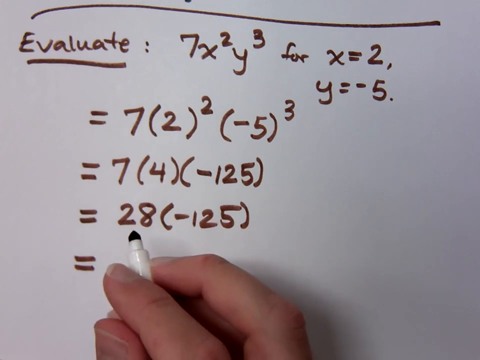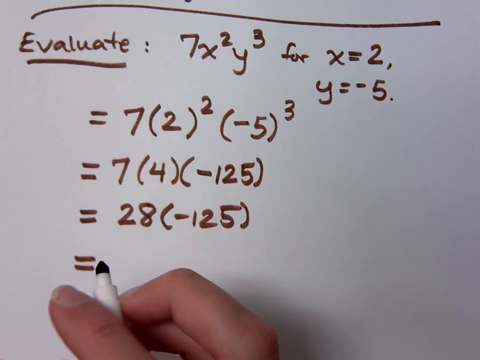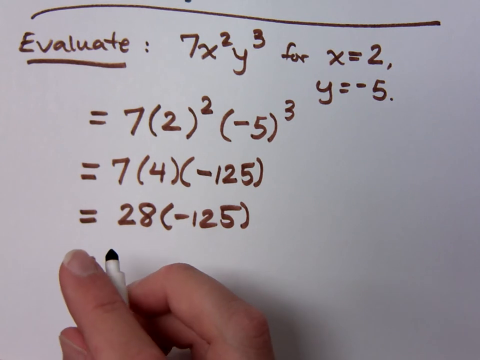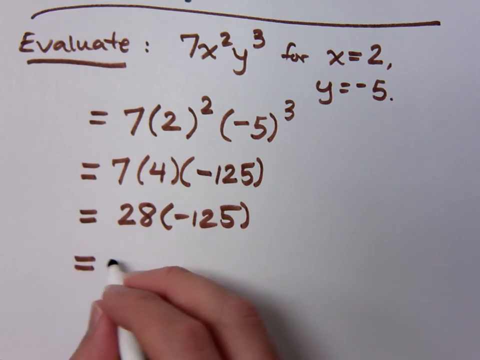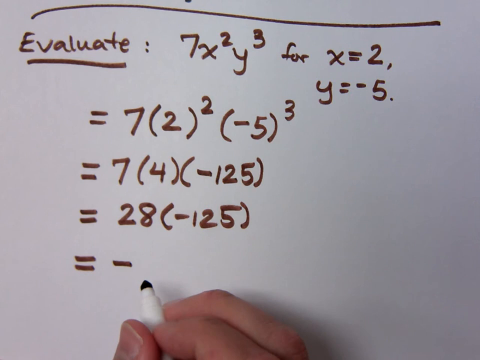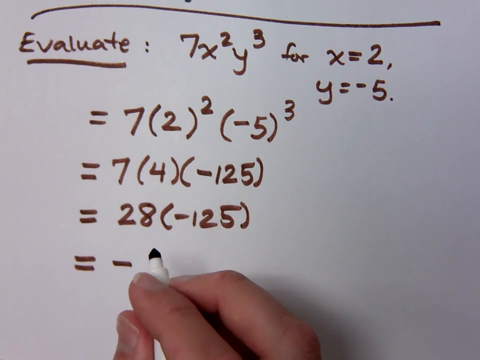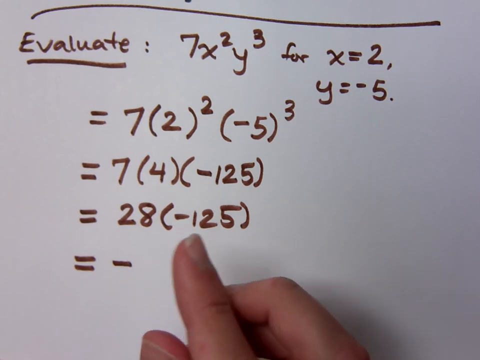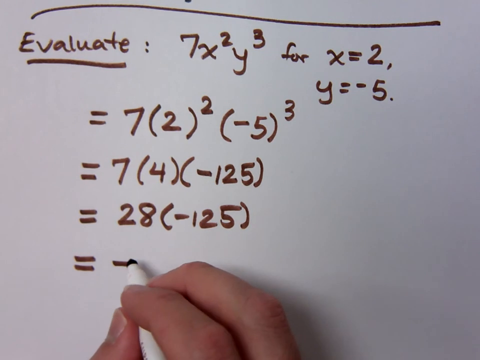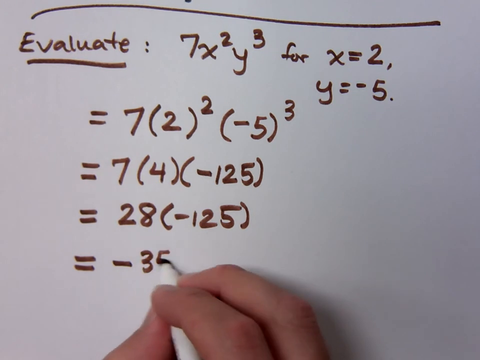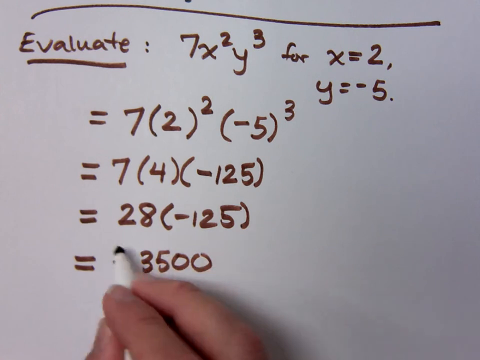No one's going to do that? Oh yeah, now we'll whip out the calculator. It's negative something. Thank you, Captain Obvious. Negative 3,500. Now, this is not the way I would have done the problem.